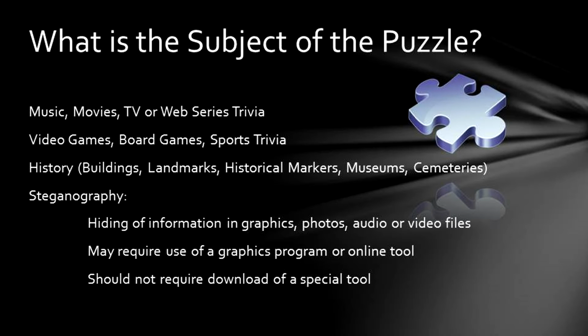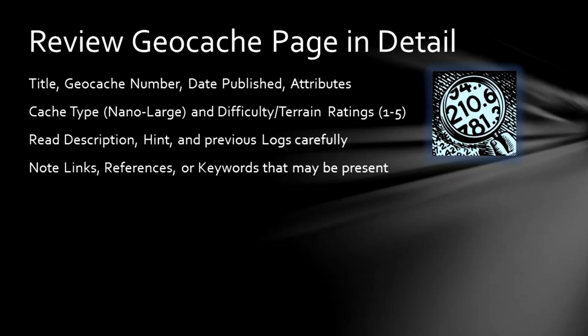Steganography is the encoding of information in photos, graphics, audio, or video files. Simple steganography can be used for puzzle caches and usually requires the use of a common graphics program or an online solver. Some codes and ciphers may be simple to solve. Others are much more cryptic.